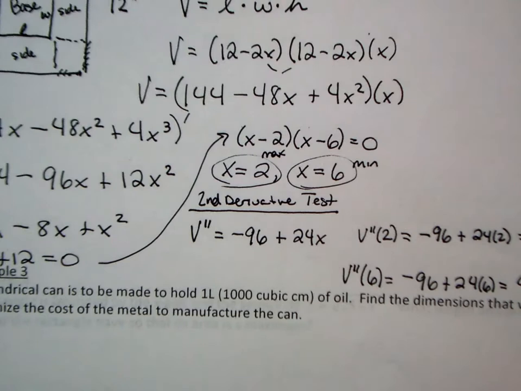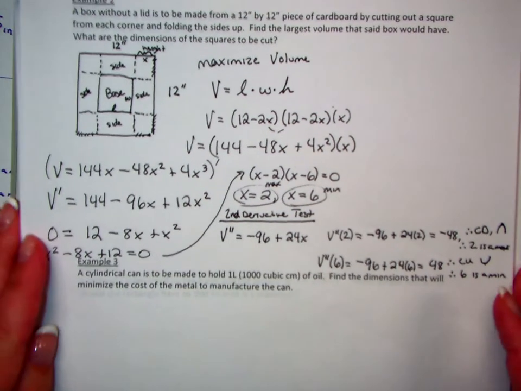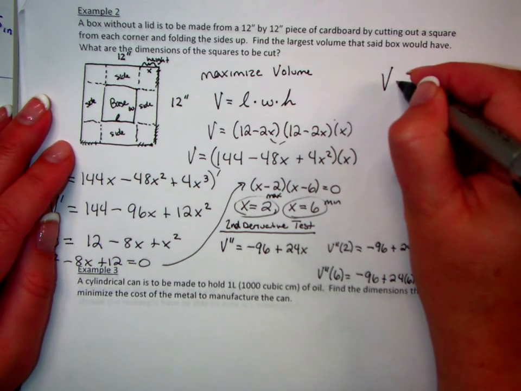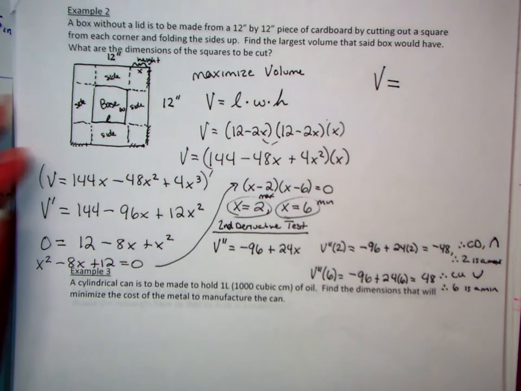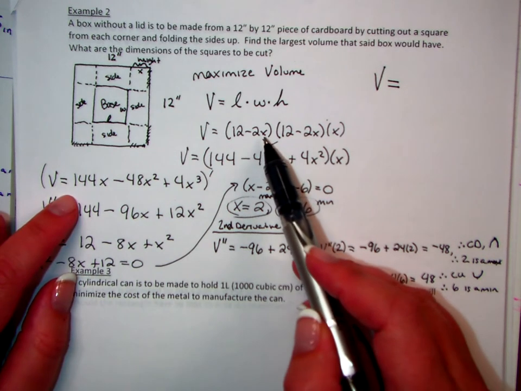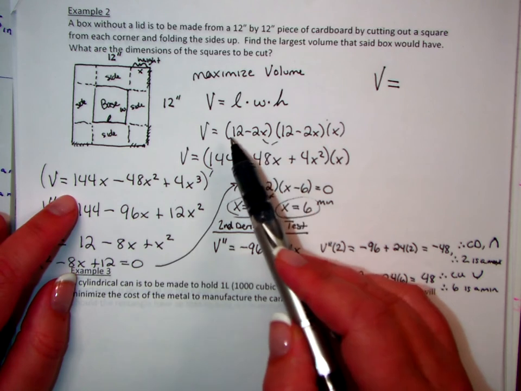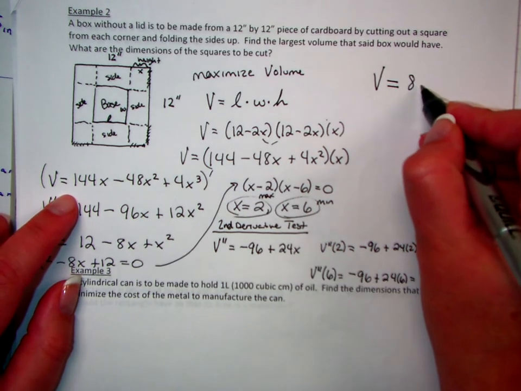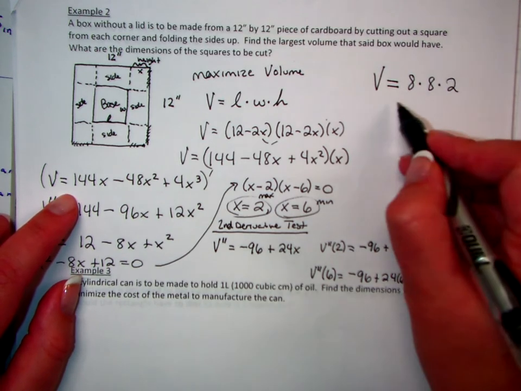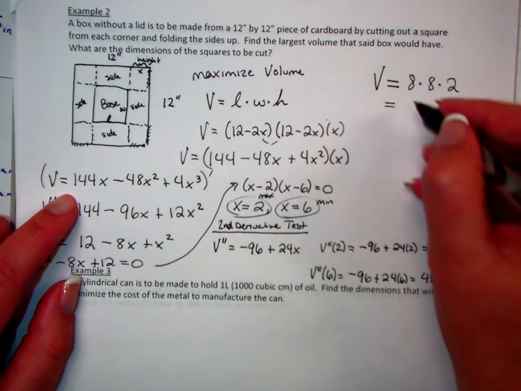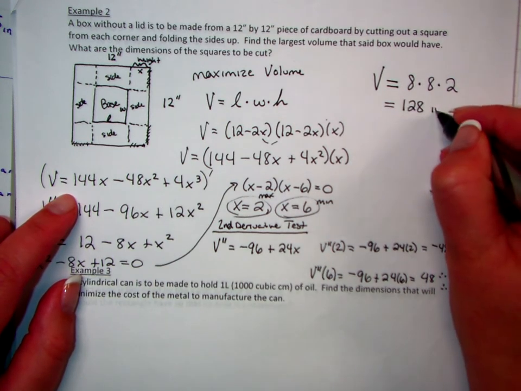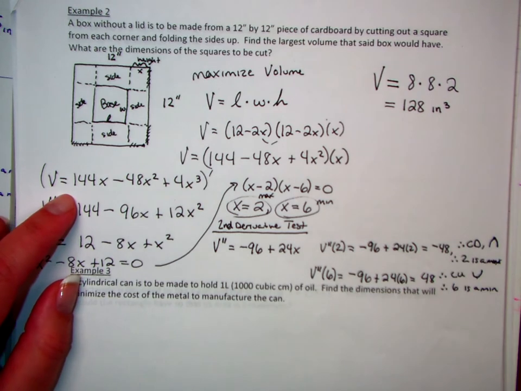But let's make sure we answer the question. And the question is, find the largest volume that said box would have. So what is the volume? Length times width times height. If x is 2, then the length is 12 minus 4, which is 8, and then the width is going to be 8 as well, and then the height is 2. So we get 64 times 2, which is 128. What are our units here? Inches cubed. So there's our volume.